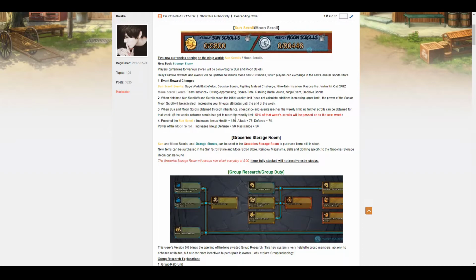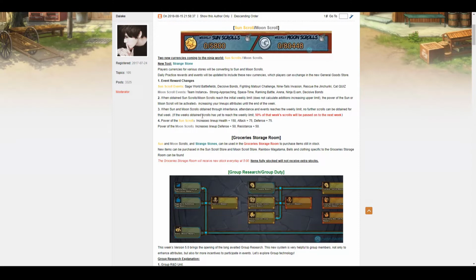Increasing the attributes of your lineup, we don't know how much, once you complete, I assume, both of them. So it could stack, actually. So if you get the sun and the moon scroll activated, you get... Oh wait, it says right here. Power of the sun scroll increases lineup health by 150, attack by 75, and defense by 75, while the moon scroll increases your defense by 50 and resistance by 50. Not terribly strong, but it's okay.